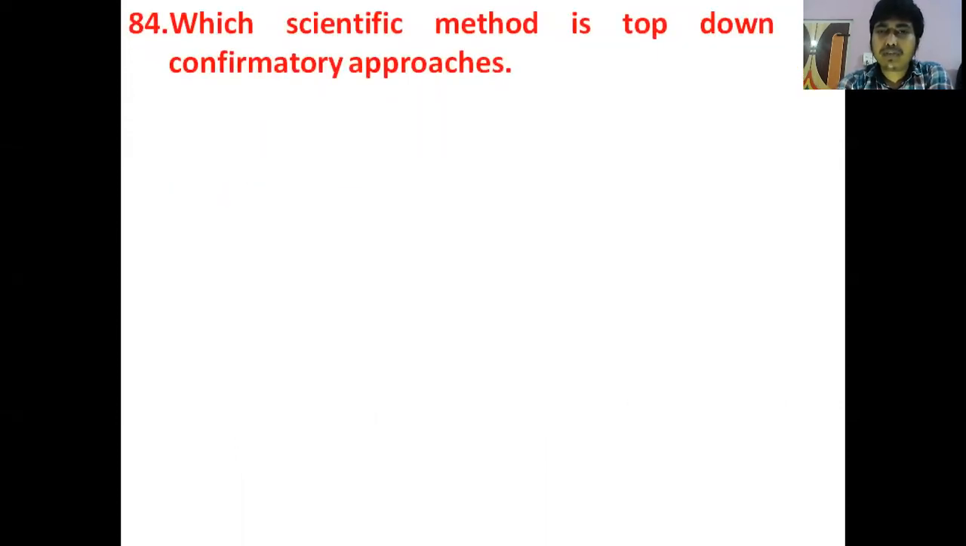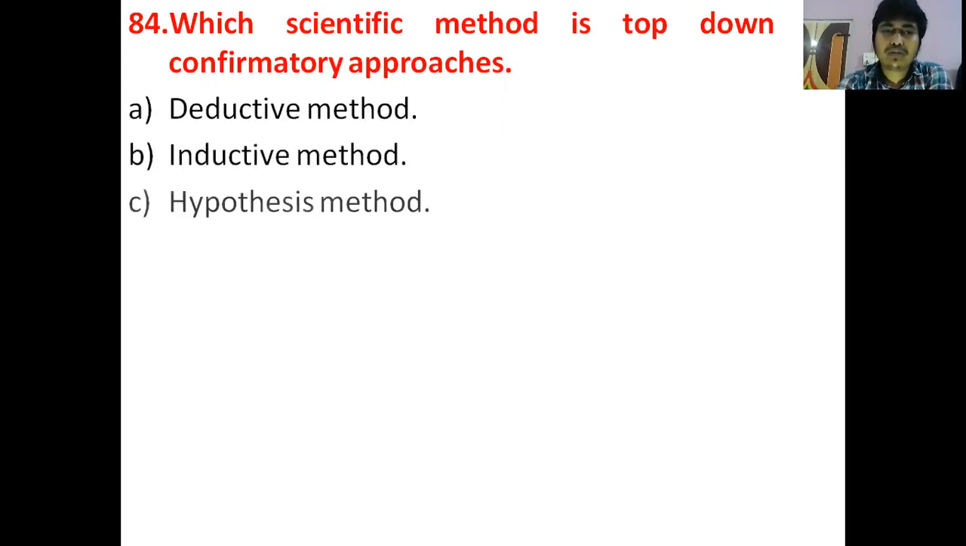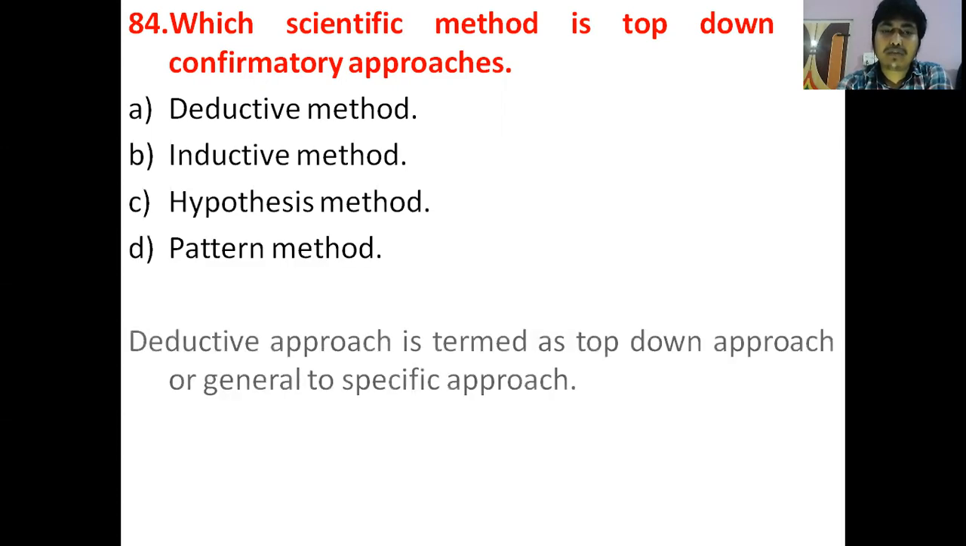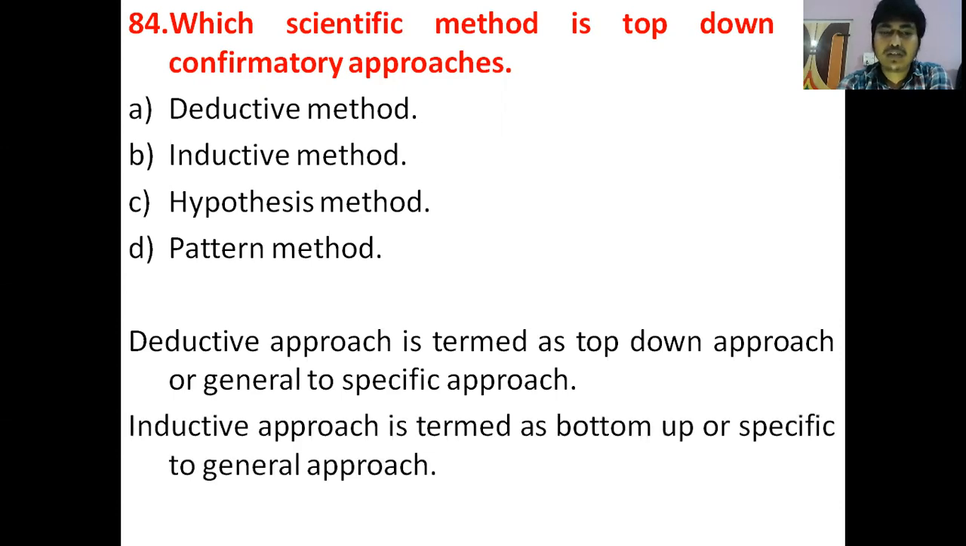The next question is: which scientific method is top down or confirmatory approaches? Deductive approaches, or we can say top down or general to specific approaches. So our correct answer will be deductive method. Your options are given: deductive method, inductive method, hypothesis method, and pattern method. Deductive approach is termed as top down approach or general to specific approach, and inductive approach is termed as bottom up or specific to general approach. So our correct answer will be option A, deductive method.